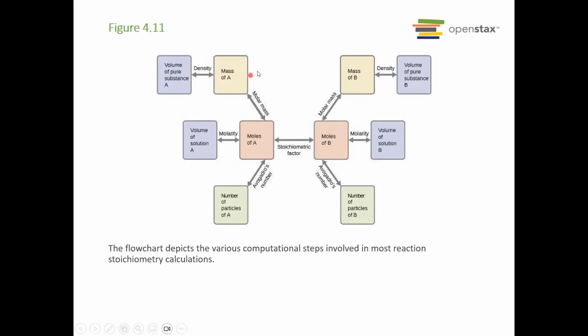So if we take this flowchart schematic and split it in half and just look at left or right, it's the same thing just for substance A or B. These are all conversions we've done before. So the molar mass to link mass and moles together. We can use molarity to relate volume and moles. We can use Avogadro's number to relate moles and number of particles. So all of these are things we've done before.